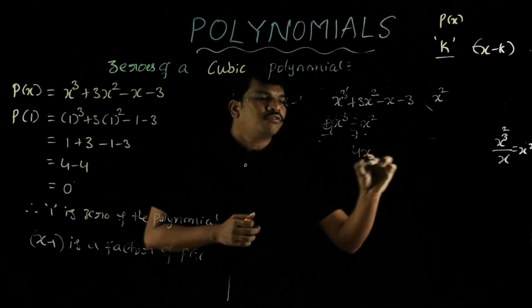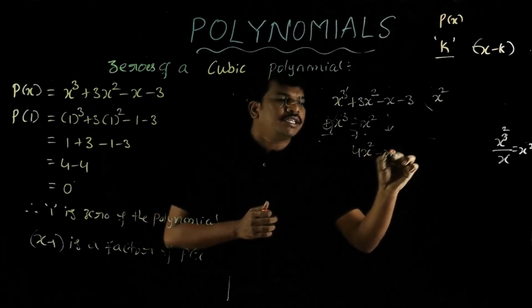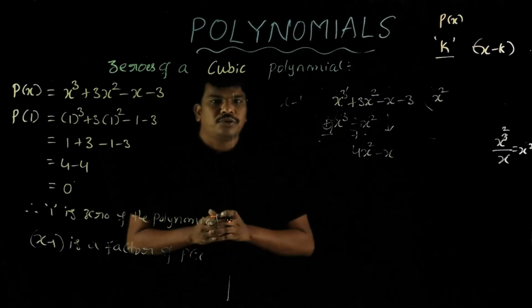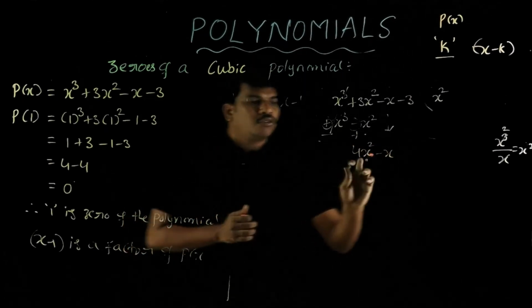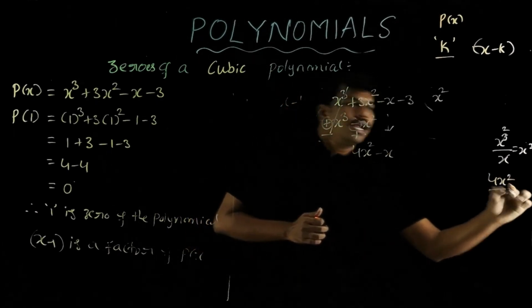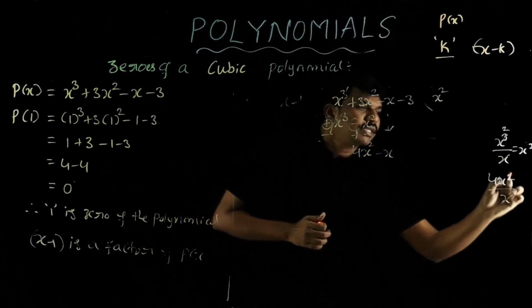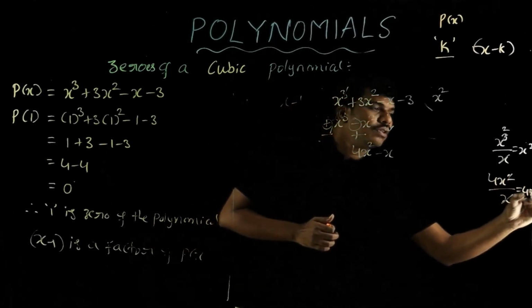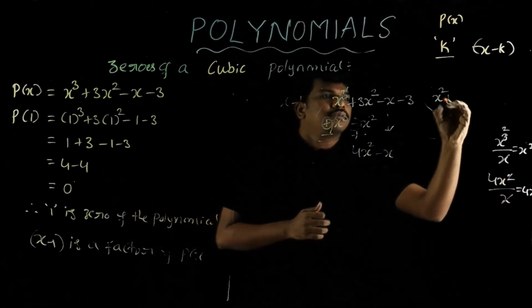The result is 4x square. By taking minus x as it is, we got a new dividend, that is 4x square minus x. Now the highest power term in the dividend is 4x square and the highest power term in the divisor is x. x will get cancelled. The new quotient is 4x.